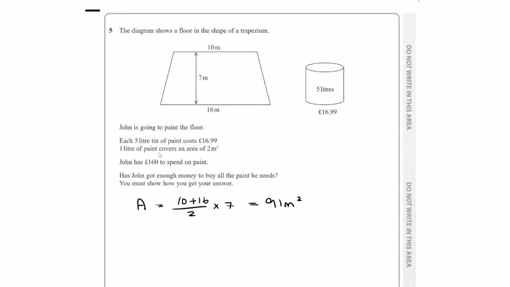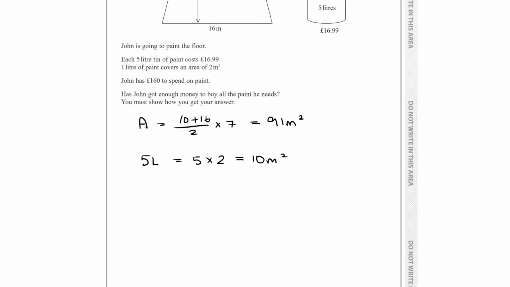Okay, each tin, we could work out how much paint that would be, because they've said that they've got 5-litre tins, but they've told us the paint coverage in terms of 1 litre. So a 5-litre tin would obviously be 5 times 2 meters squared, wouldn't it? So that's 10 meters squared per tin. How many tins do we need? Unfortunately, we need just over the 9, don't we? So 91 divided by 10 is obviously 9.1 tins, but therefore he would have to buy 10 tins, wouldn't he? Because he would need that extra little 0.1. So he'd have to buy 10 tins.